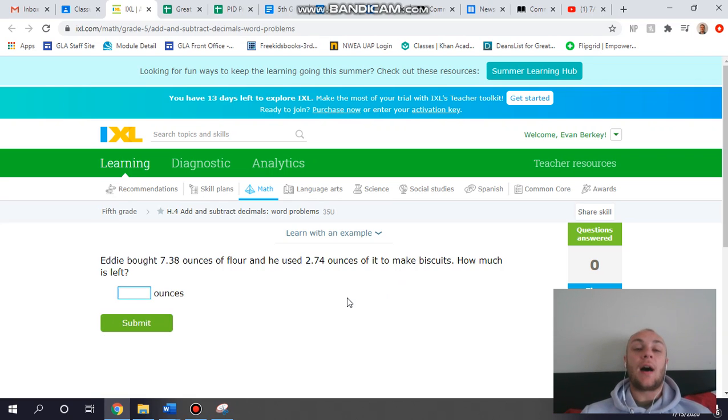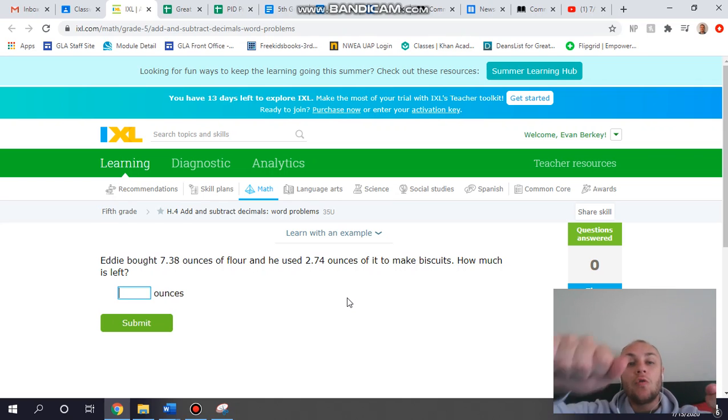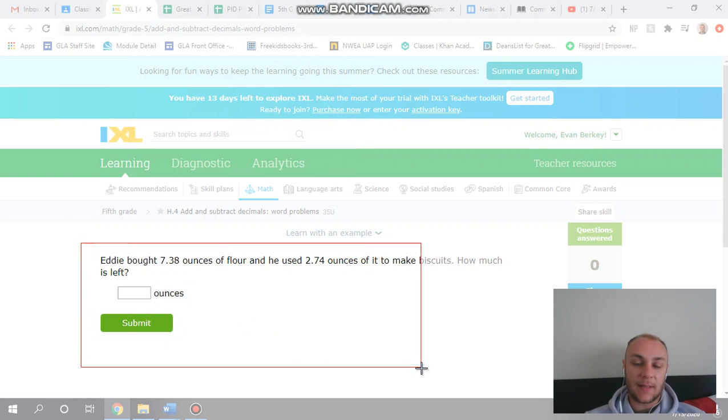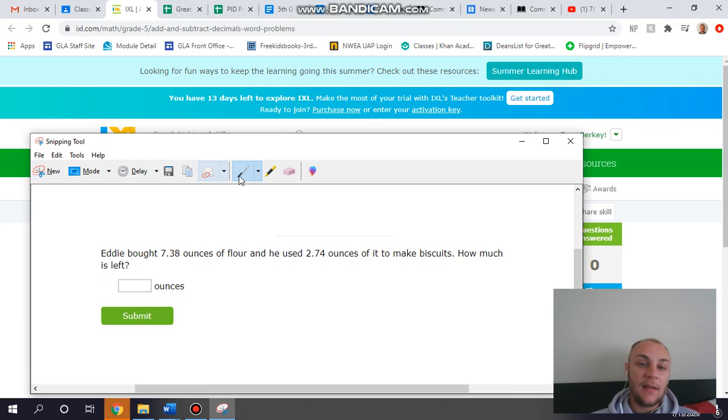Now, I might suggest you copying and pasting, and when I say that, I mean on your piece of paper, you write out the entire word problem. My third graders did this to help them when they were annotating. What I'm going to do, I'm going to take a picture of it like this with my snipping tool, and then I'm just going to go ahead and write on it. Eddie bought 7.38 ounces of flour, and he used 2.74 ounces of it to make biscuits. How much is left? Now, I'm going to give you 5 seconds. You can pause if you need more time. 5 seconds to annotate. What in the problem is important for us to solve?